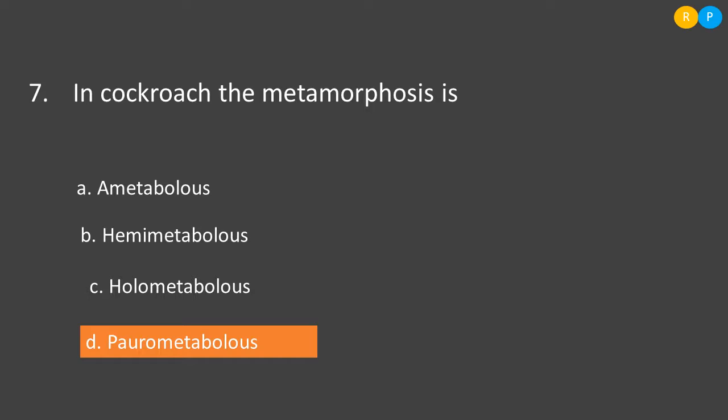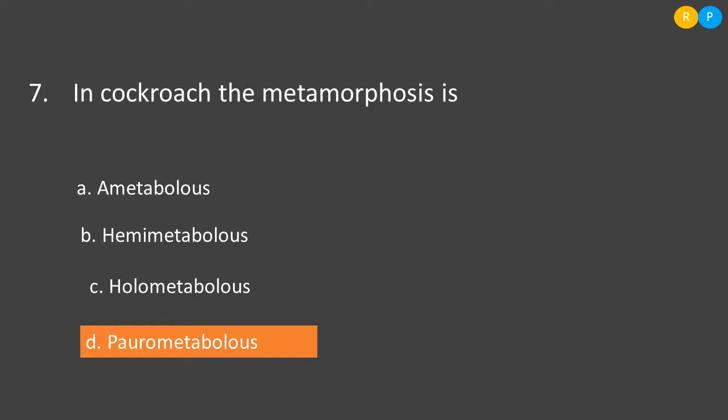Seventh question. In cockroach, the metamorphosis is. So what is meant by metamorphosis? Metamorphosis is the process of transformation from an immature form to an adult form. So when the organism is transforming from immature form to adult form, that is actually known as metamorphosis. Metamorphosis takes place in distinct stages. In some, two or more distinct stages help in the metamorphosis.